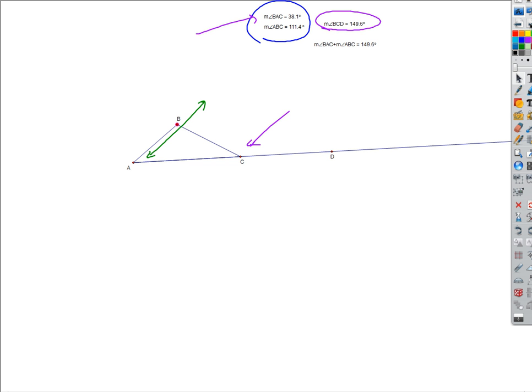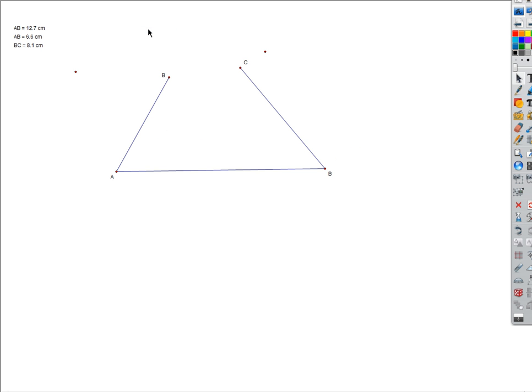More importantly, though, let's look at this situation. Now I've got these three segments, and our goal is to make a triangle out of these three segments. So we've got segment AB, and there's the length of AB. We've got segment, oh, you know what I did? All right. Did something else kind of dumb here. I was doing lots of dumb stuff.